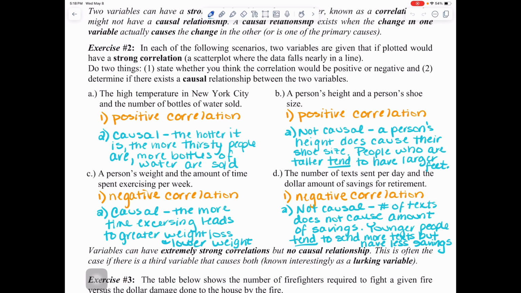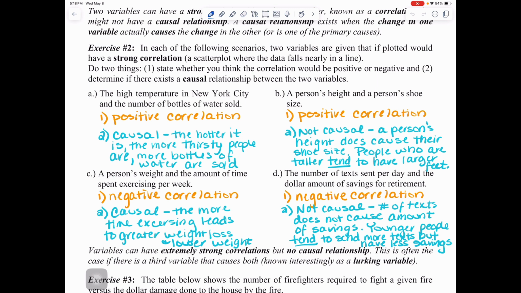In B, a person's height and a person's shoe size. There is a positive correlation. As a person's height increases, their shoe size also increases. This, however, is not a causal relationship. A person's height does not cause their shoe size. It just happens to be that people who are taller tend to have larger feet. So this is not a causal relationship.